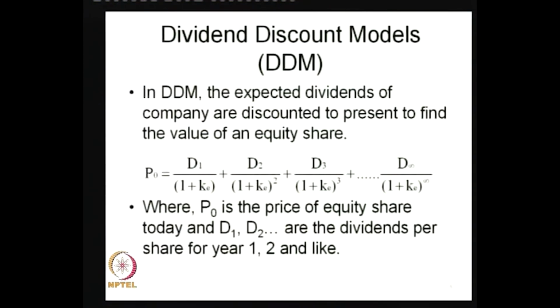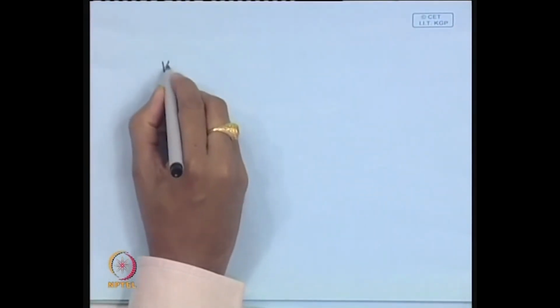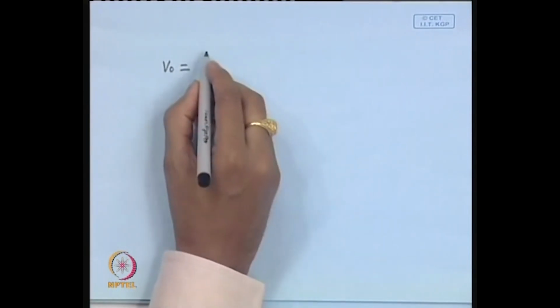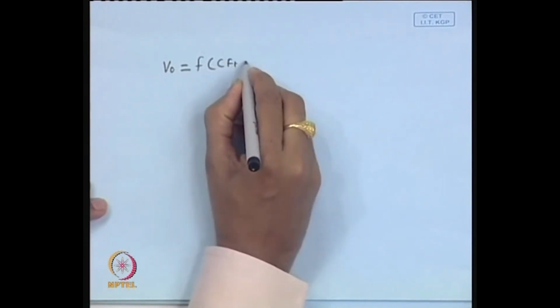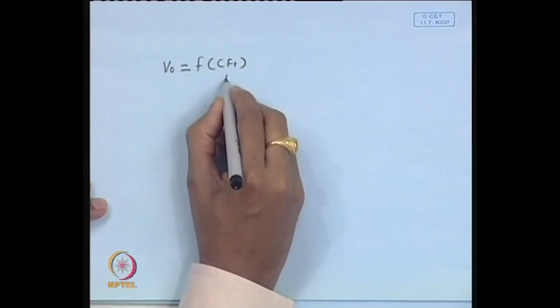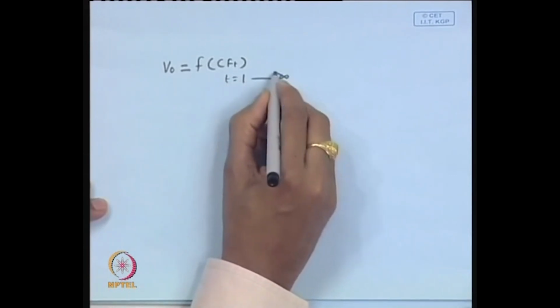Coming to the dividend discount model, what happens in this is the company is going to declare some dividend, and investors are required to expect that there is going to be dividend in future years. And as we know, the valuation of any company, when it is based on cash flow, is nothing but, if V0 is today's value, then value is nothing but a function of the cash flow in the future years, where t can range from 1 till infinite.